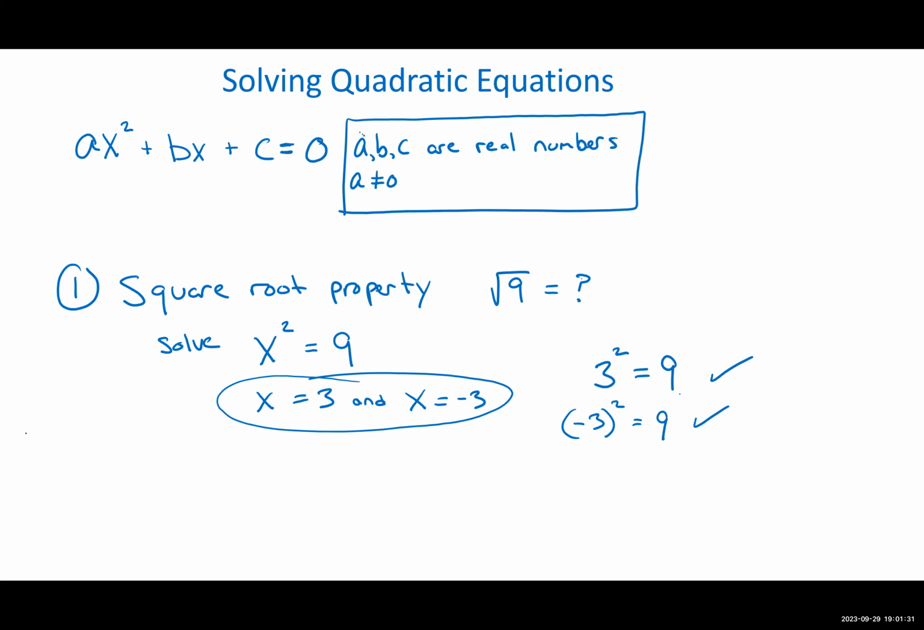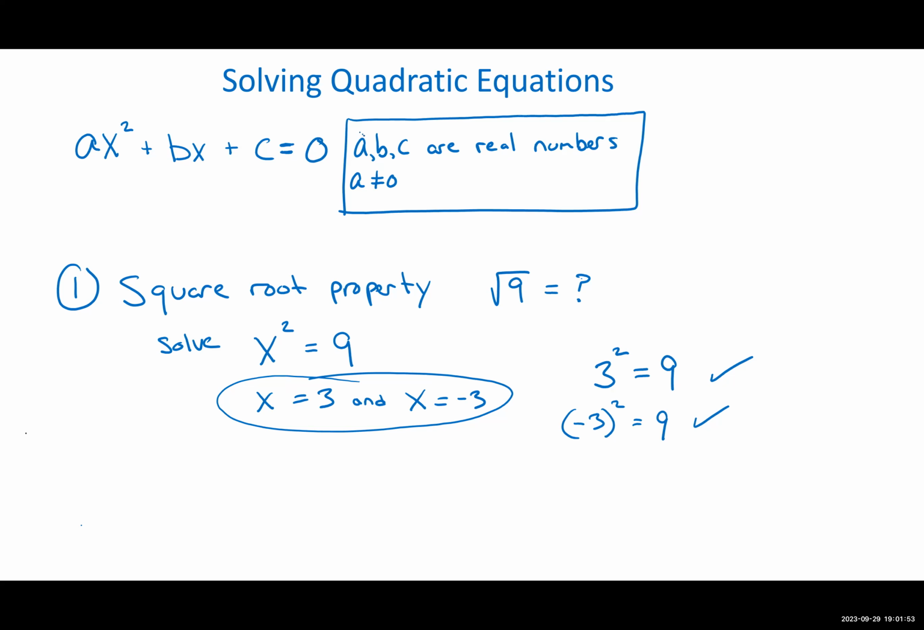So there are actually two square roots of 9, 3 and negative 3. 3 is the one the calculator is going to give you. If you just type in square root of 9 on a calculator, you're going to get 3. That's one of the two answers. It's one of the two square roots of 9. That's the principal square root.